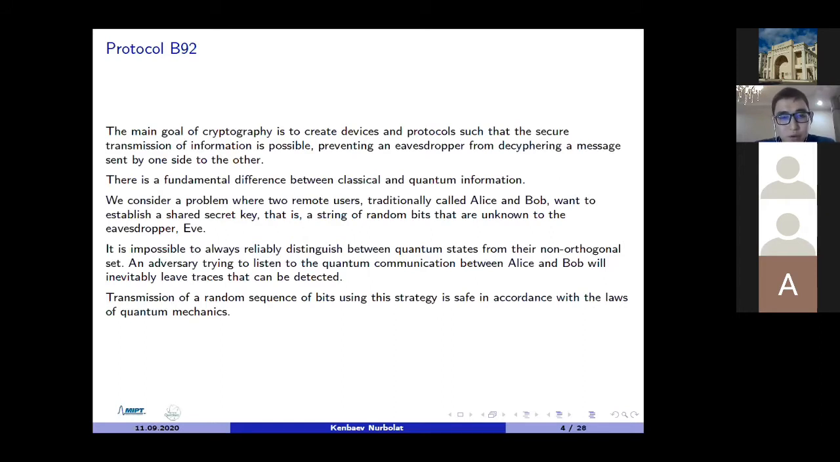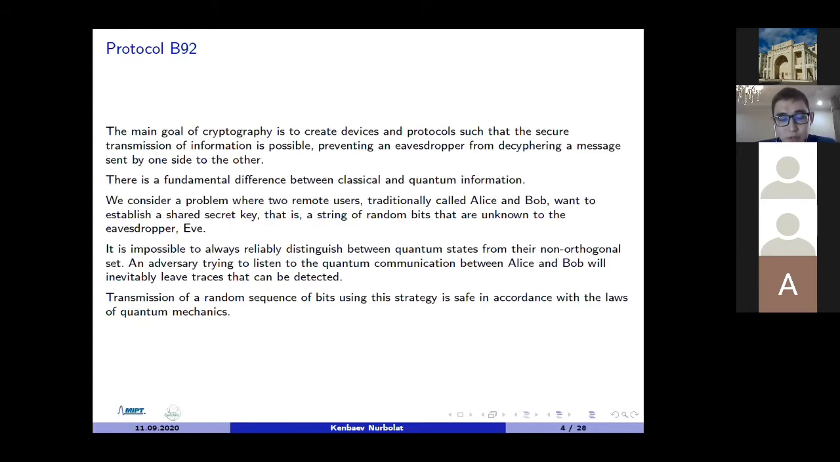And it turns out that the possibility to transmit messages strongly depends on physical properties of information, and that there is a difference between quantum and classical data. We consider a problem where two remote users, traditionally called Alice and Bob, want to establish a shared secret key, a string of random bits that are unknown to the eavesdropper. In classical physics, it is possible to clone classical bits. So the eavesdropper can intercept signals and obtain all the information without even being detected by Alice and Bob. This is a scenario working in classical physics.